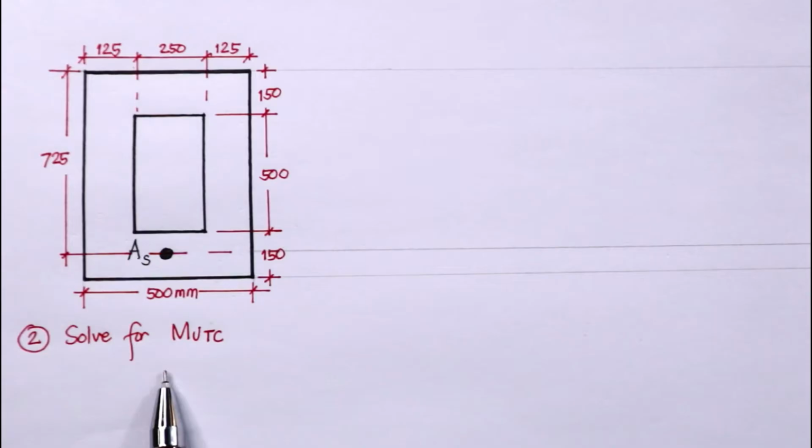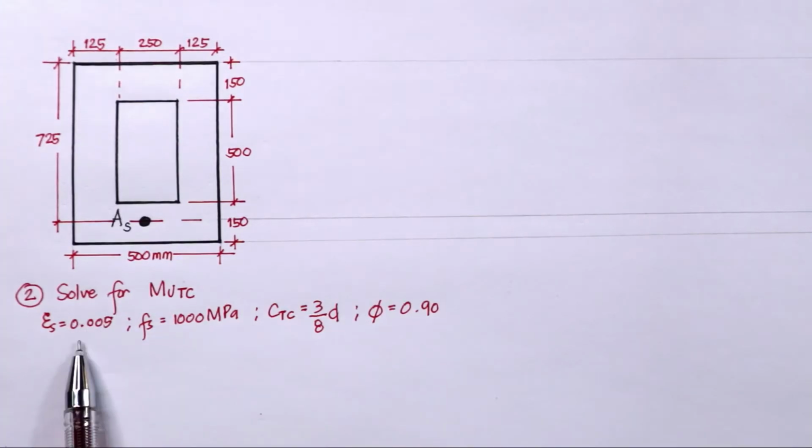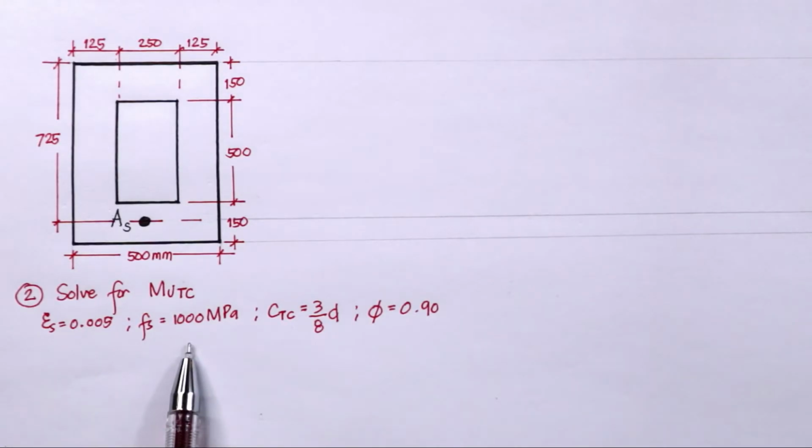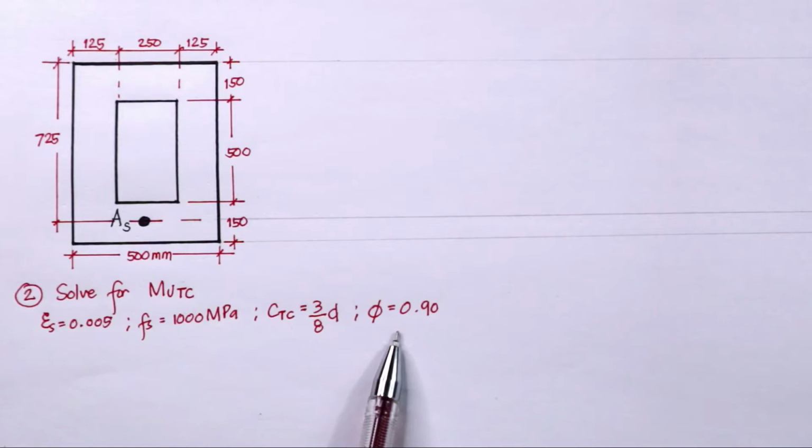After natin malaman kung i-design ba yung beam as singly or doubly reinforced, the next step is to solve for the value of Mu tension controlled or Mu TC. When the beam is under tension controlled, ano-ano ba yung mga parameters na alam natin? The value of strain of steel is equal to 0.005, Fs is 1,000 megapascal, c at tension controlled is equal to 3 over 8 d, and the value of reduction factor is equal to 0.90.